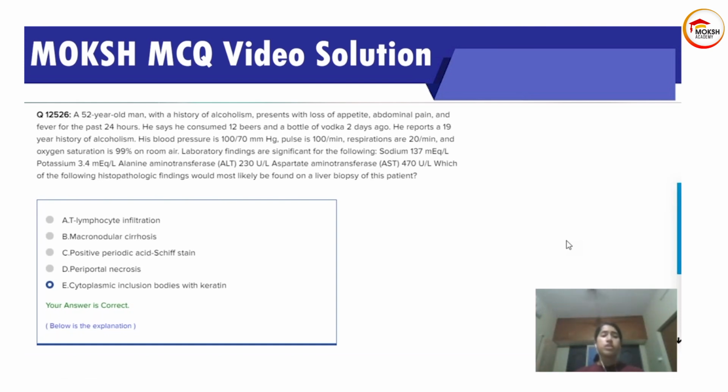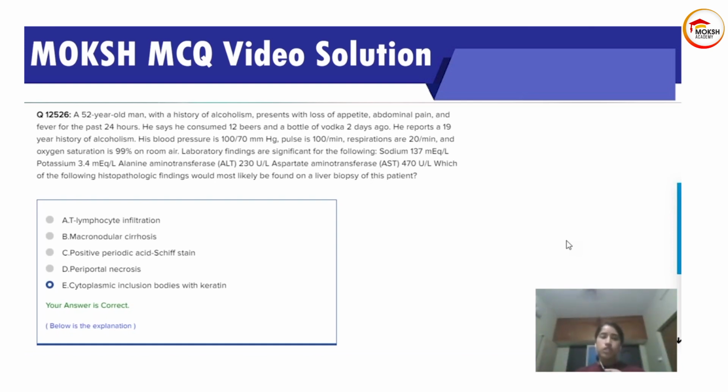Option B, macronodular cirrhosis. I think a couple of you actually chose this. Just note that in alcoholism leading to cirrhosis, you're going to get micronodular cirrhosis and not macronodular. Macronodular is what you normally see in the case of viral hepatitis, not in the case of alcoholic. So for alcoholic, always think only of micronodular cirrhosis.